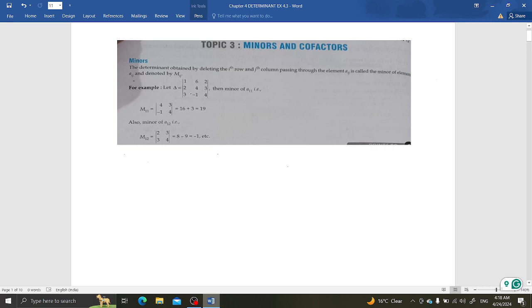Suppose in the same determinant someone asks you to find the minor corresponding to the third row and second column. So we need to remove the third row and second column. The third row is this one, this is our R3, and this is our C2. What we are left with, this is our representation M32, is 1, 2, 2 and 3, and just simply solving, we get the answer, that is minus 3.